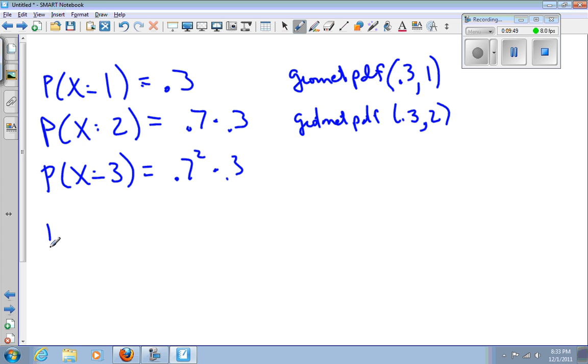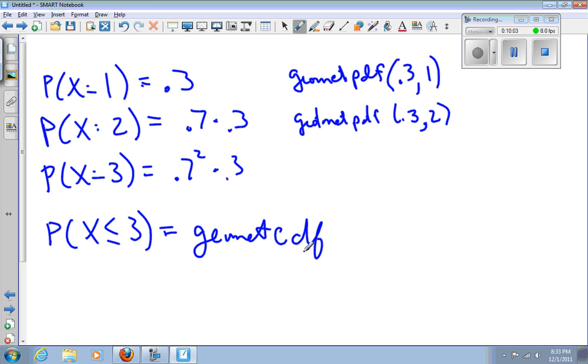Now I could ask you, what's the probability that I beat you sometime in the first 3 tries? Well, I could simply add these 3 values up, or I could use the geometCDF function of 0.3, comma 3. And that would give me the same value as adding these three things up, just like we did before. If I'm going to continue to play, and after I beat you, I kind of forget, and we start the whole rigmarole over again, and do this repeatedly.